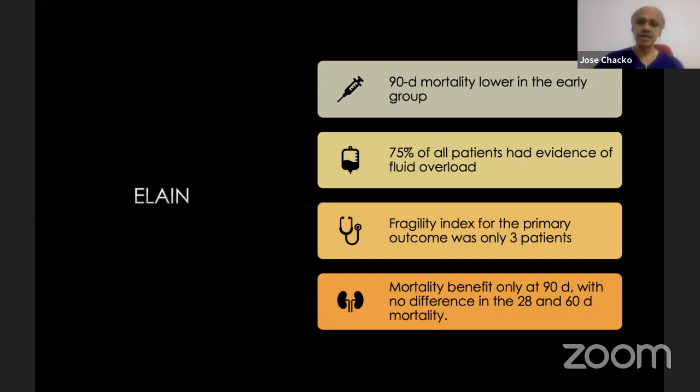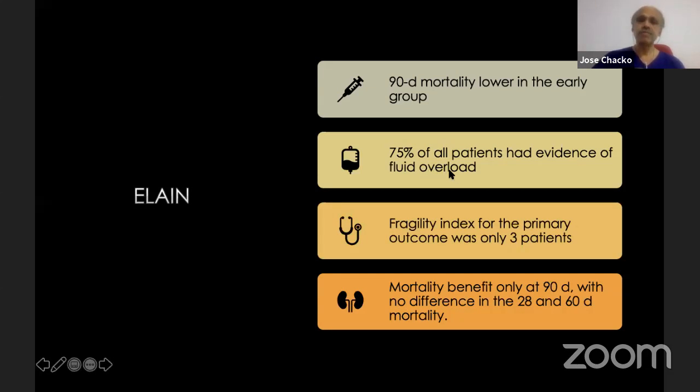They came up with some very intriguing findings. First, they observed that the 90-day mortality, which was a primary endpoint in their study, was lower among patients who had early treatment versus those who had later treatment. However, the mortality benefit at 90 days seemed to stand alone because there was no difference in the mortality at 28 days or 60 days. So you would ask the question, if there was no difference in survival at 28 days and 60 days, how come they had a benefit at 90 days, which is a little difficult to understand.